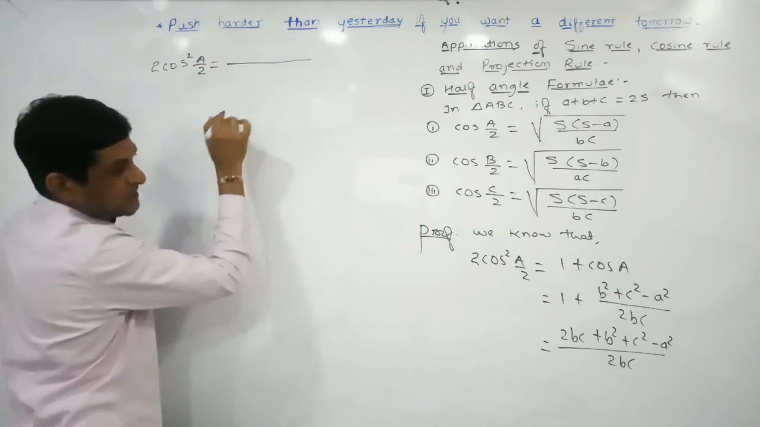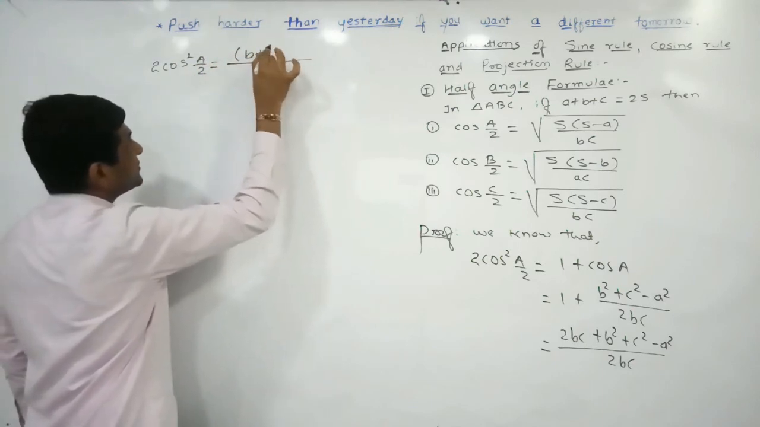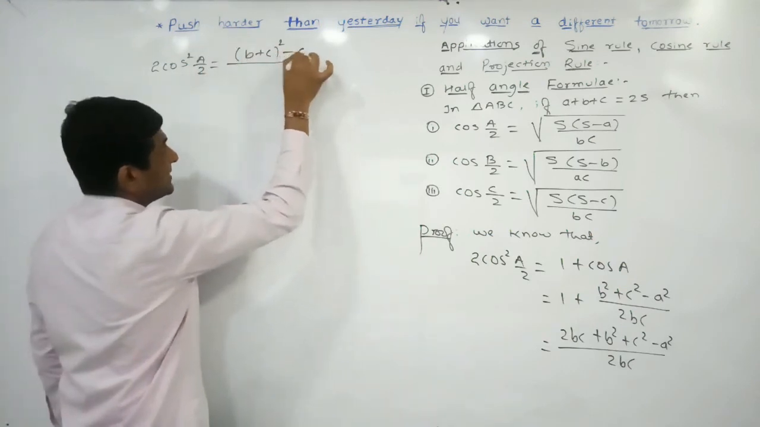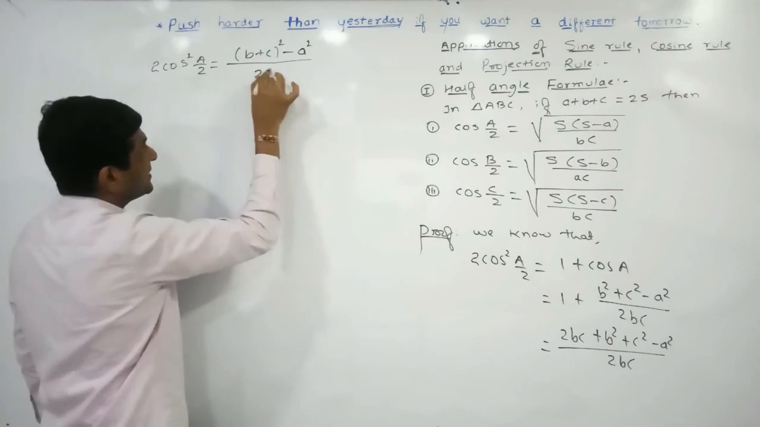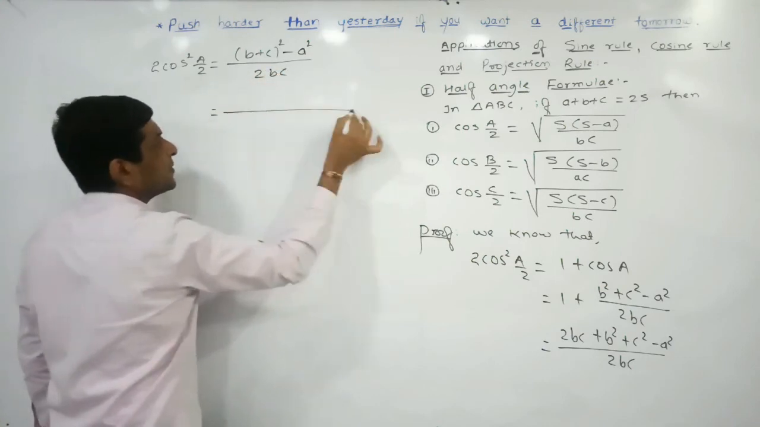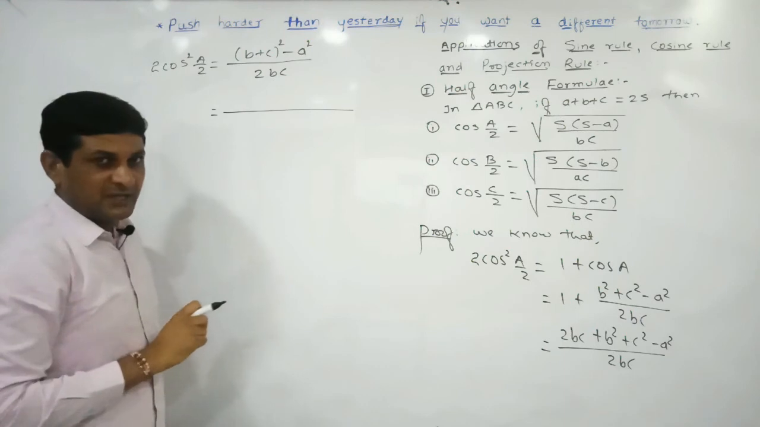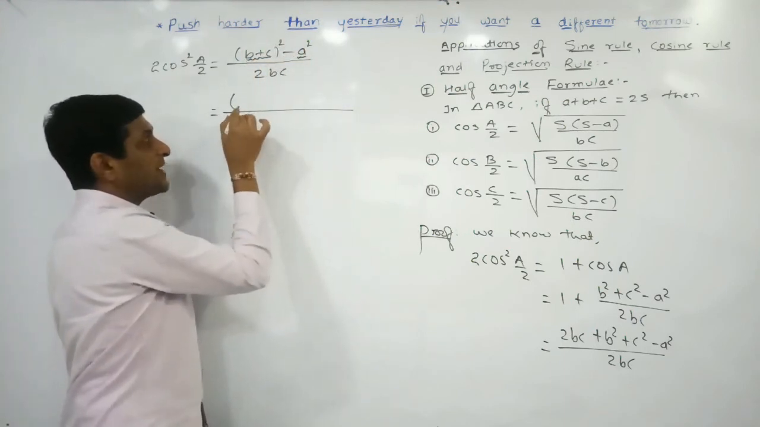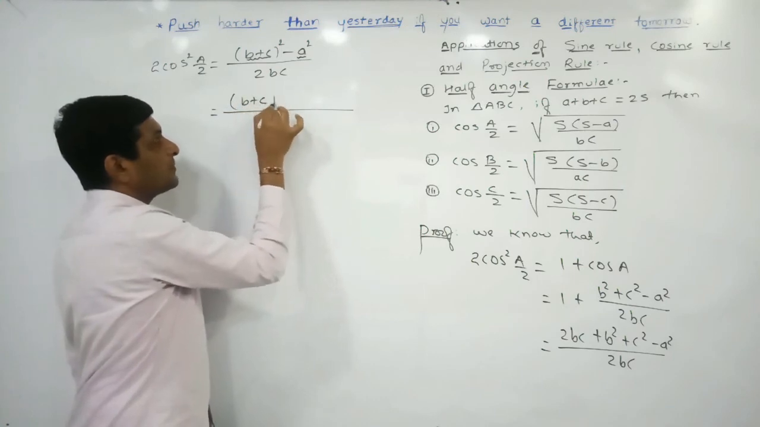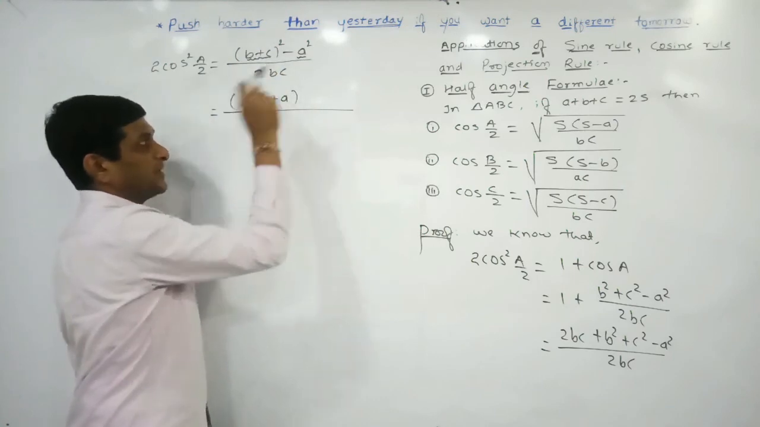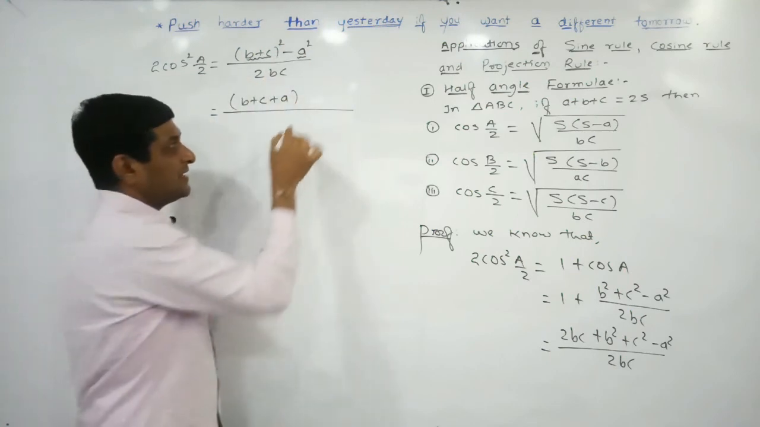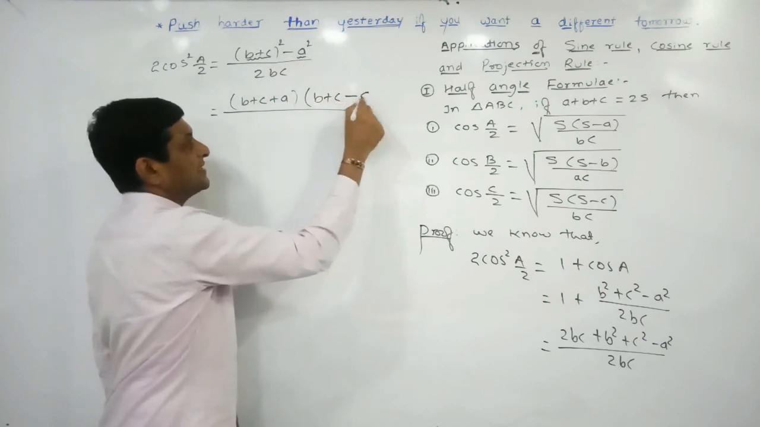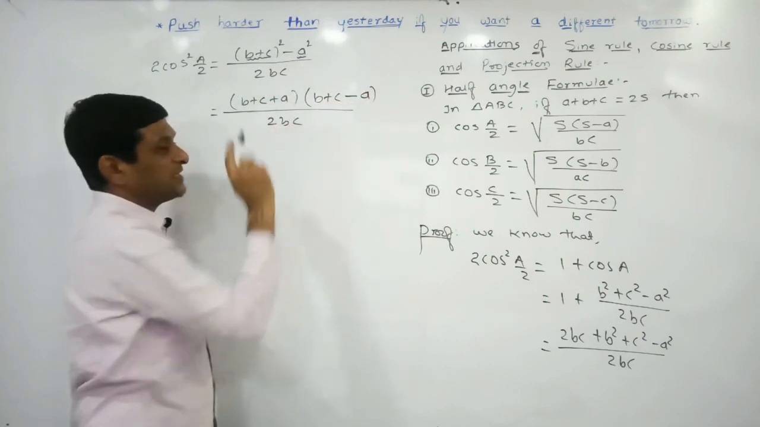What is the first term here? It is the value of b plus c whole bracket square. The first 3 terms are the value of b plus c whole bracket square minus a square, keep it as it is, and in the denominator 2bc also as it is. Now if you observe the numerator very carefully, it is in the form of a square minus b square. So according to the identity its value is a plus b, where a means b plus c and b means a. The second bracket is a minus b, that is b plus c minus a. In the denominator 2bc, keep it as it is.